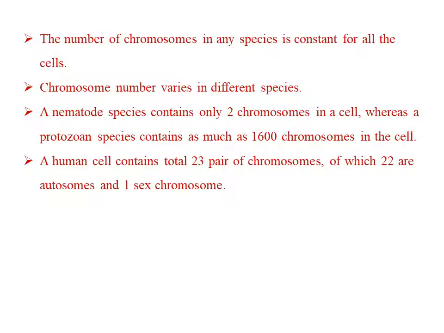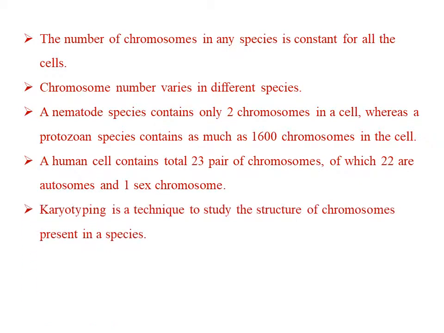Human cells contain 23 pairs of chromosomes, of which 22 pairs are autosomes, otherwise called somatic chromosomes, and one pair of allosomes, otherwise called the sex chromosomes. Karyotyping is the study of the structure of chromosomes which are present in a species.